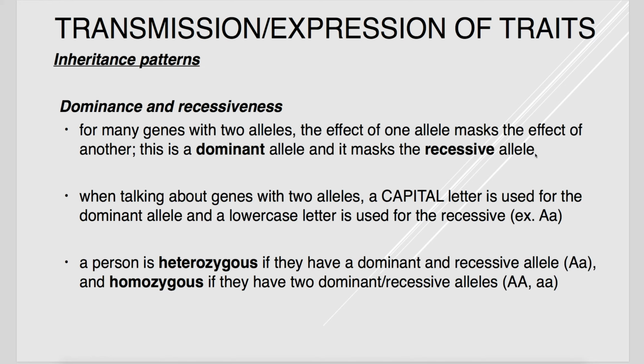Now, the term heterozygous refers to somebody that has a dominant and a recessive allele for a particular gene. And the term homozygous means they either have 2 dominant alleles or 2 recessive alleles. So basically, when we talk about inheritance patterns in a little more detail, if you get one copy of a dominant allele, you will get the disorder, or you will have the trait, whatever that may be.